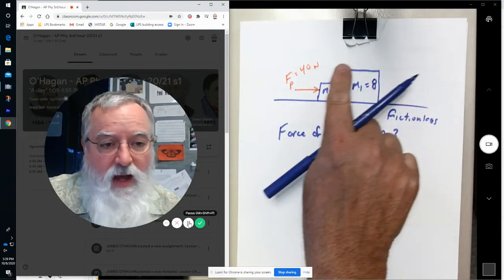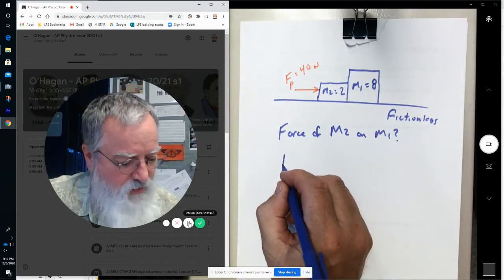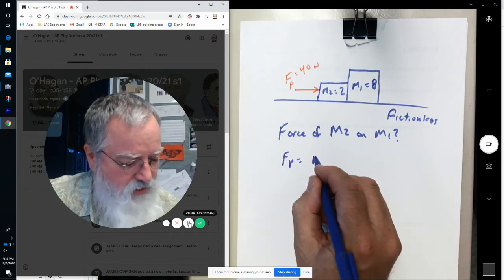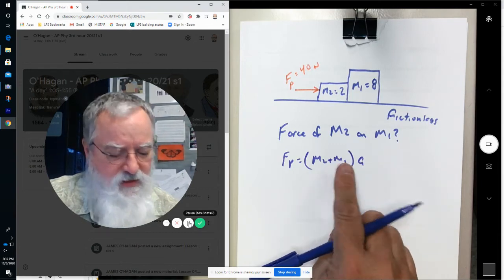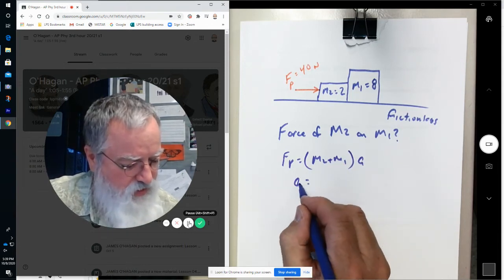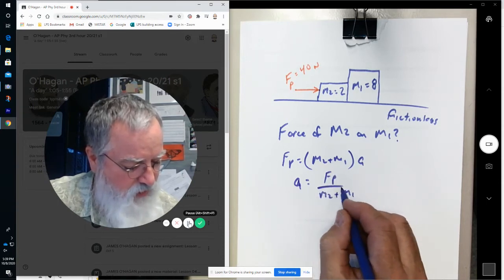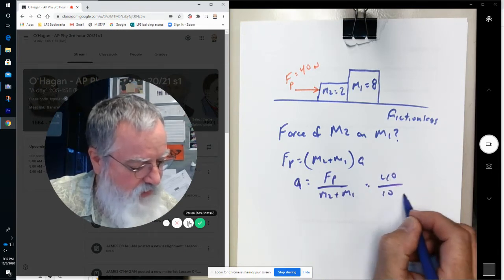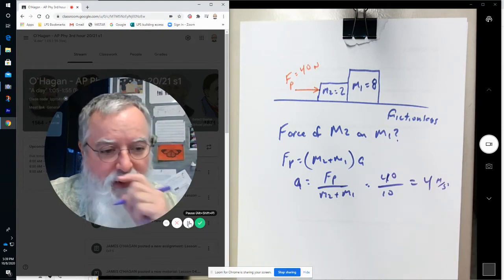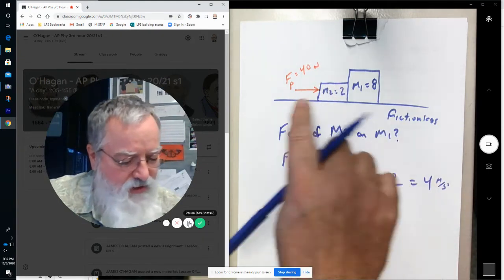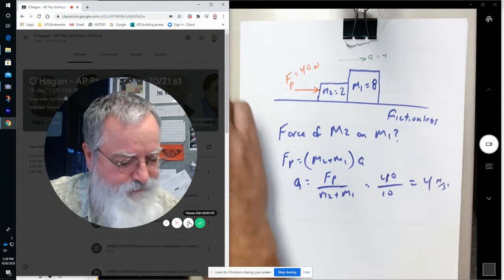So here's the idea. Think of this as one object first and apply this force to it and find the acceleration of the one object. So our force push will cause mass 2 plus mass 1, the total mass, to have some acceleration. So our acceleration is the force push divided by mass 2 plus mass 1. It's going to be 40 divided by 10, which is going to be 4 meters per second squared. It's almost like I picked those numbers on purpose. Now I know the acceleration of the whole thing. I'll use green for my acceleration. We got an acceleration of 4.